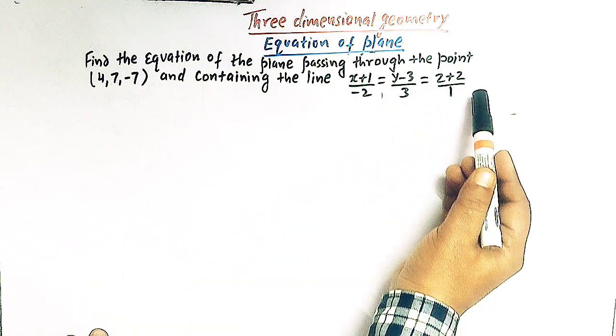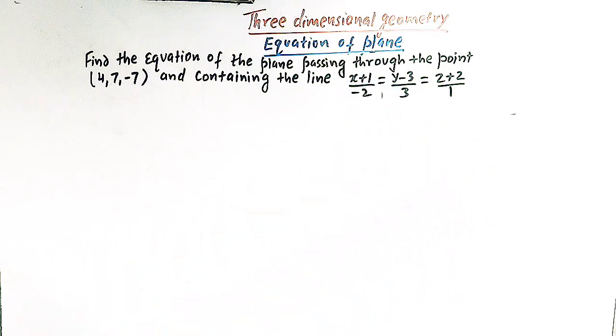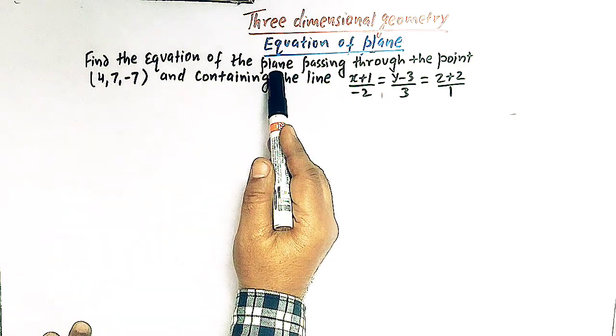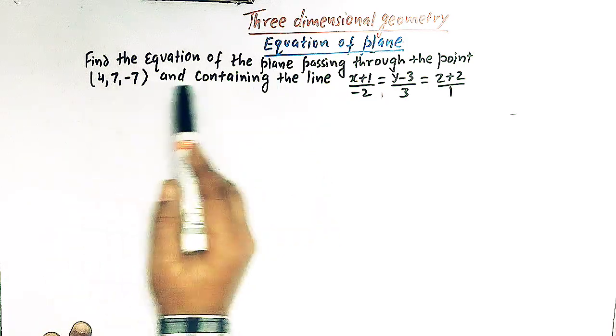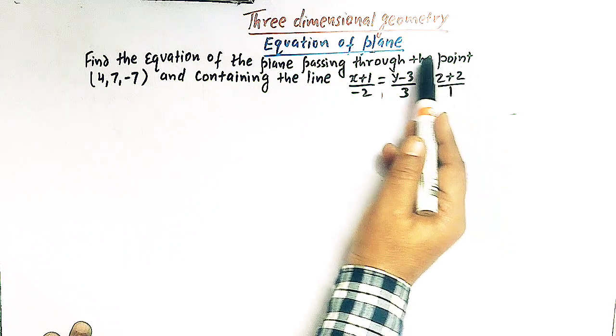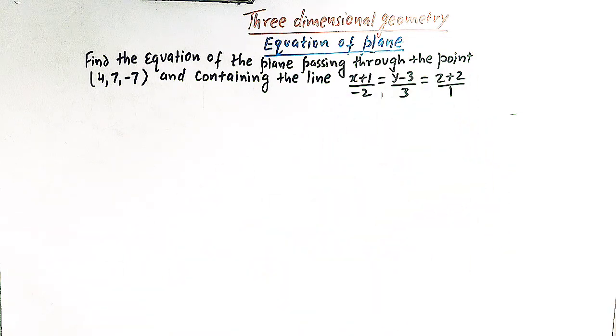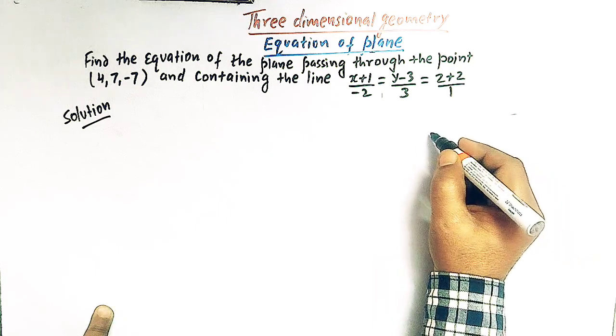So here the equation of the line is given in symmetric form, right? So let us see how we can find out the equation of the plane where we are given two conditions, that is the plane passes through this point and the plane contains this line. So let us first draw a rough diagram.